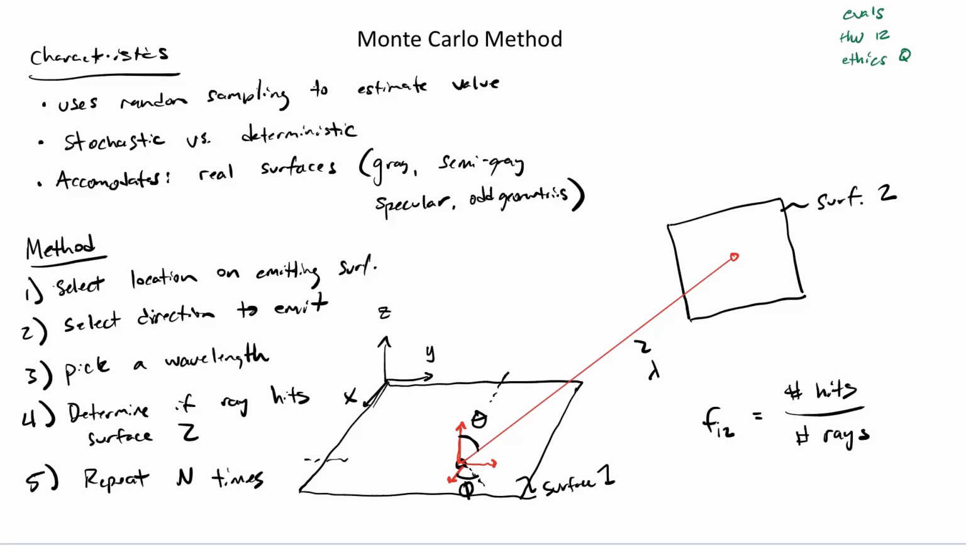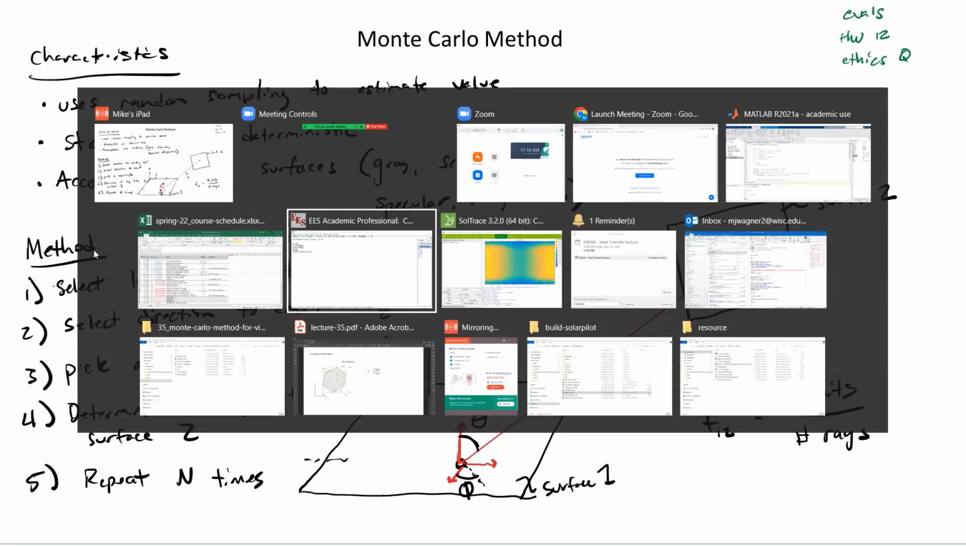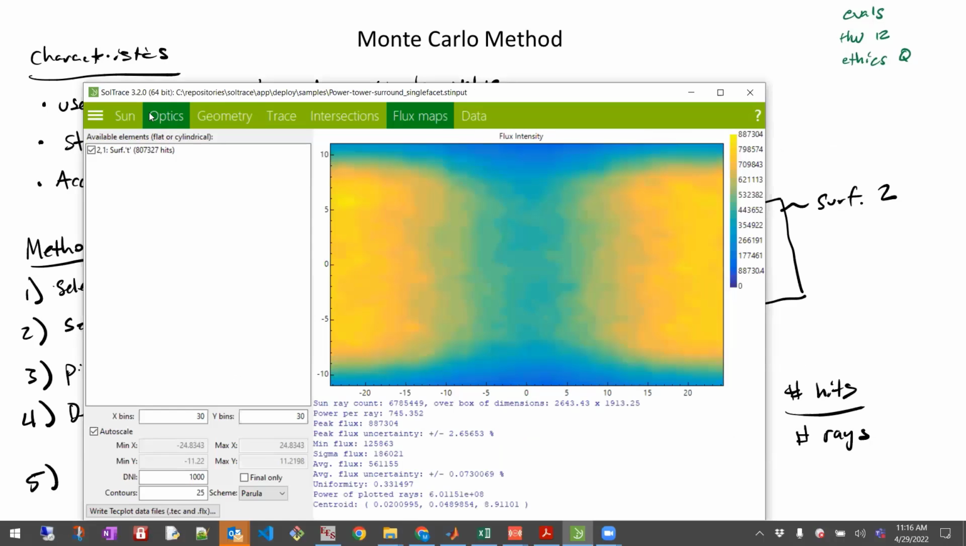So here's an example. Let's say I have a mirror. Actually, let's look at this. This is a good point to stop. Good question. So let's look at an actual example of why you wouldn't want to do a structured ray tracing in every case. So this tool is called SolTrace.